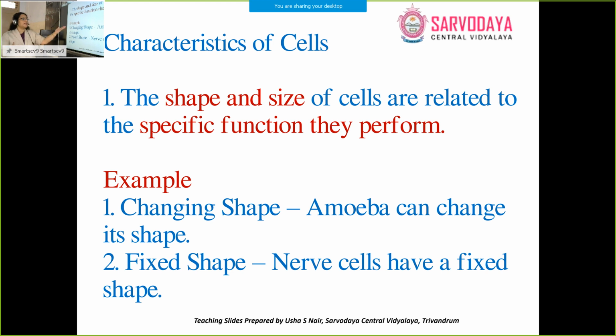In a better way you can understand this, for example, amoeba changes its shape. They bring out extensions, that's called pseudopodia, or false feet, to engulf the food. Second one, fixed shape, that is nerve cells. They have a fixed shape. So amoeba can change shape, and nerve cells have a fixed shape. That is, the shape and size of cells are related to the specific function they perform.